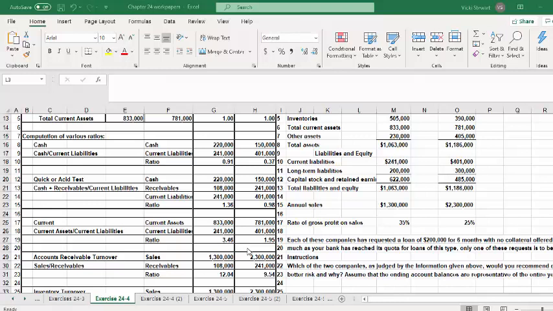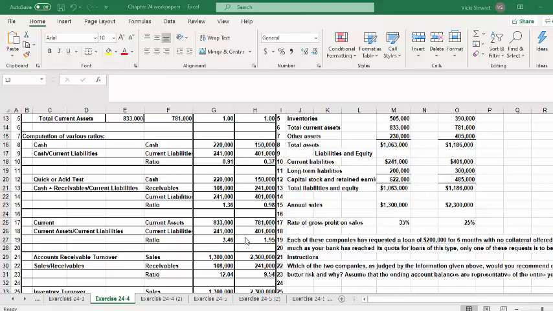And then the last ratio, which is the most liberal, is to compare all of the current assets. So now we would add in inventory in the numerator divided by the total current liabilities. And in this case, we see that Era again is in a better position to pay back the liabilities because they have 3.46 compared to McCoy only having 1.95.